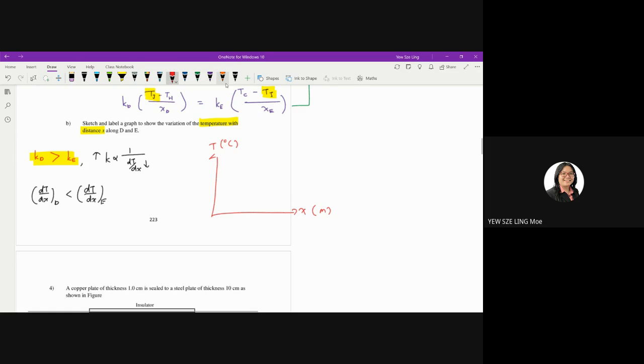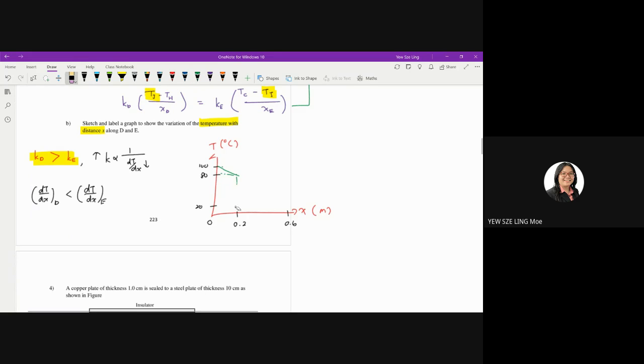This question is being very nice to you. Why? Because it gives you the values. So this is 0, this is 0.2, and then here is 0.6. Then here, let's say 80 degree, and here is 100 degree, and this position is 20 degree. So root D starts from 100 degree and drops to 80 degree. So this is the gradient for root D.